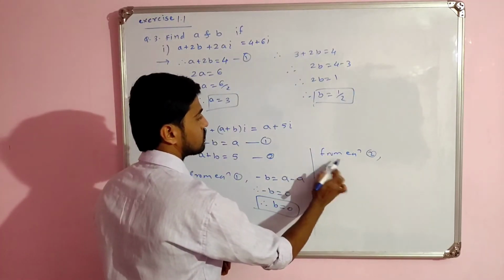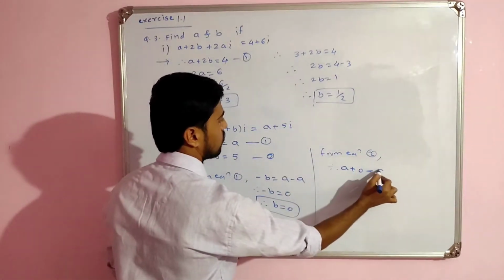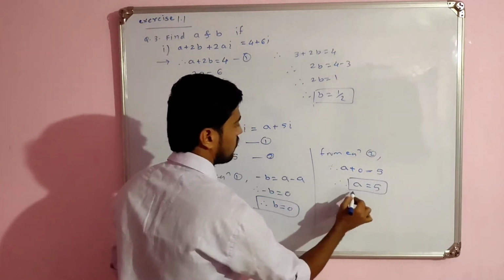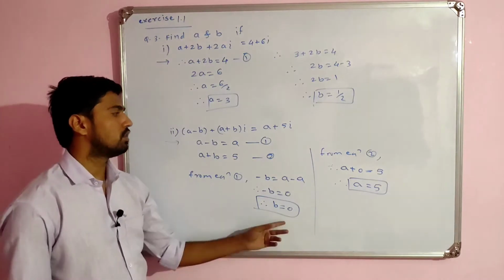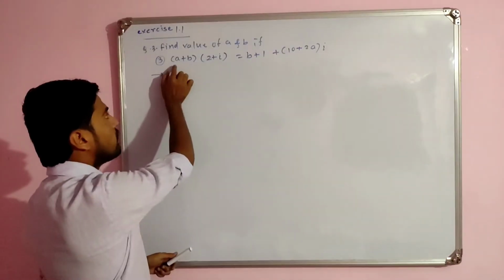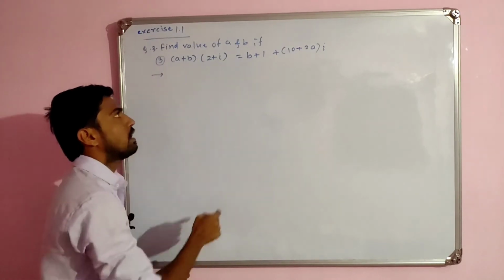So a plus 0 is equal to 5. So a is equal to 5. So the value of a is equal to 5 and b is equal to 0. This is the solution. Next question: (a + b)(2 + i) = (b + 1) + (10 + 2a)i.